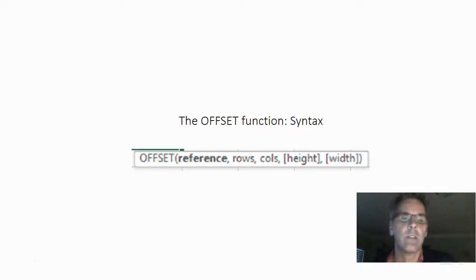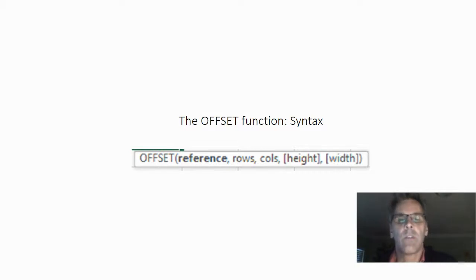So if your reference is like your home cell, A1, you wouldn't use negative values for your rows or columns because negative values refer to rows up from the reference and columns to the left, whereas positive is down and to the right. So if you're in cell A1, and you put a negative value in there, you're going to throw an error because you can't go to the left or upward from cell A1.